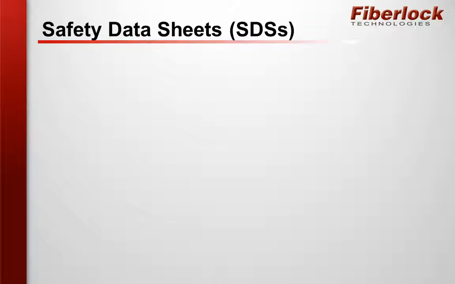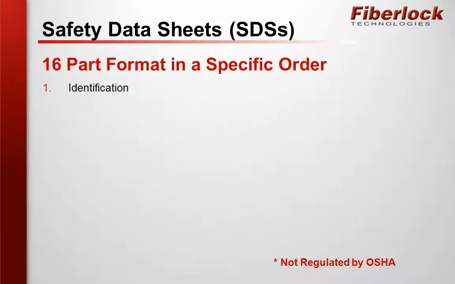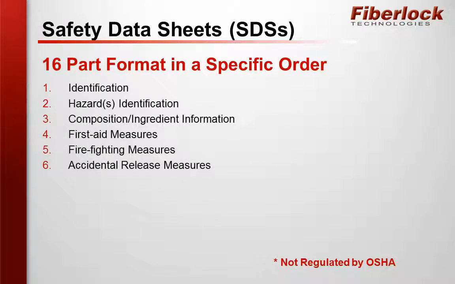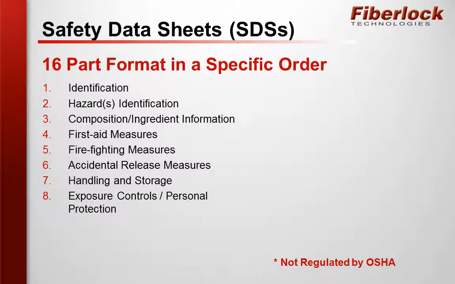Let's take a look at the 16 parts that are in specific order on the safety data sheet. Part 1 is identification. Part 2 is the hazard identification. Part 3 would be composition or ingredient information for the product. Part 4 would be first aid measures. Part 5, firefighting measures. Part 6, accidental release measures. Part 7, handling and storage. Part 8, exposure controls or personal protection.